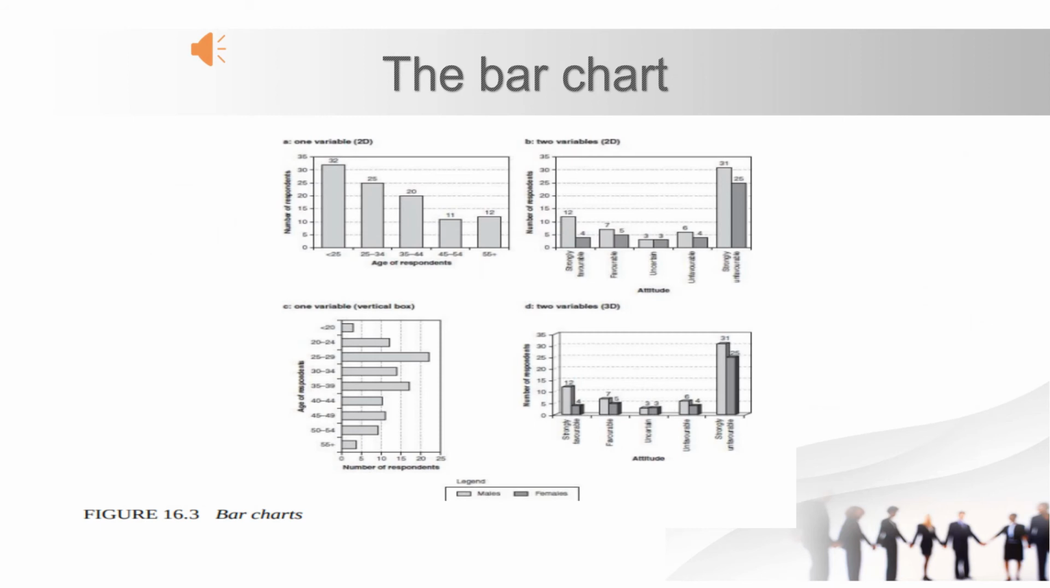The second type of graph is what we know as your bar chart, or otherwise known as your diagram. A diagram is used for displaying categorical data.